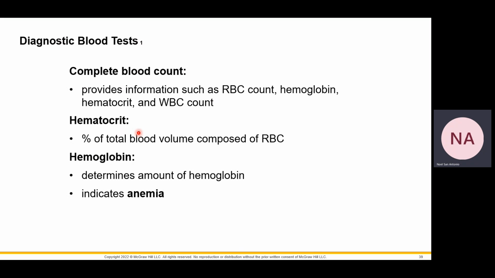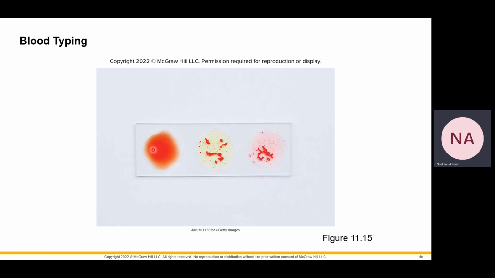Sometimes it is expressed in decimal. Okay? So, yung hemoglobin naman, it determines the amount of hemoglobin, kasi yan yung nag-i-indicate ng anemia. Okay? Ayan. So, ito yung ginawa niyong blood typing in the laboratory. So, you already know your blood type, and by looking at it, kung may agglutination reaction.